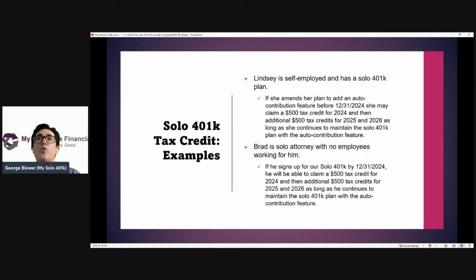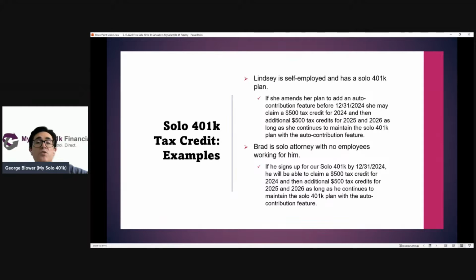So just a couple quick examples. Lindsay's self-employed. She has a solo 401k plan. She amends her plan here in 2024. So now she'll be eligible to claim the $500 tax credit when she files her 2024 taxes next year. And then again for 2 more years, as long as she maintains the plan with the auto contribution feature.